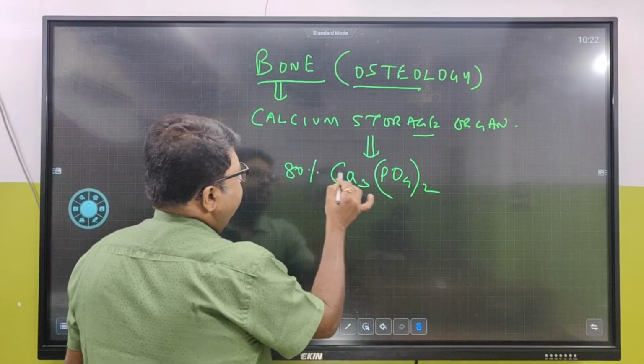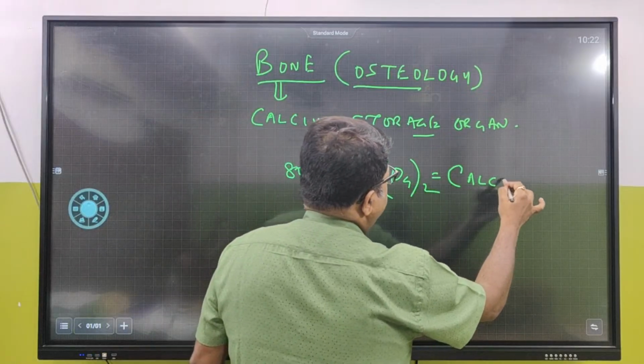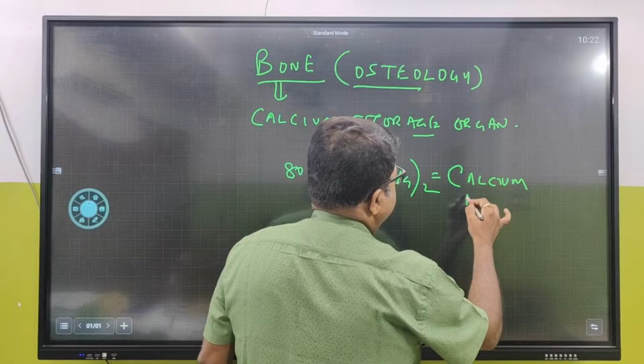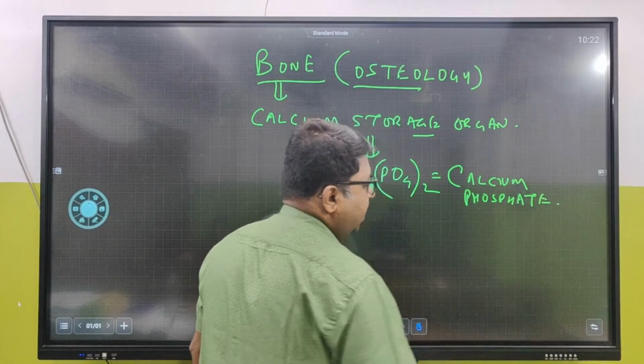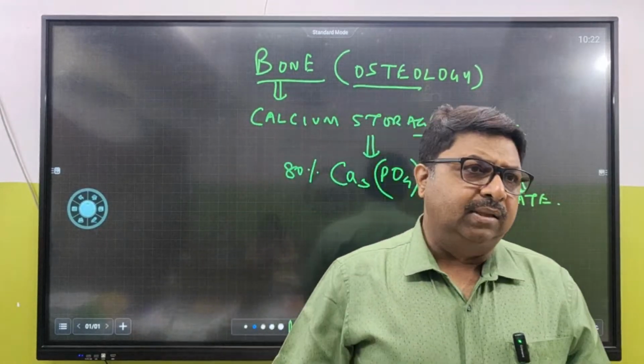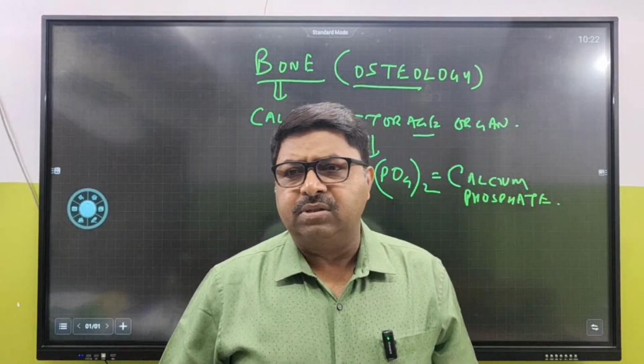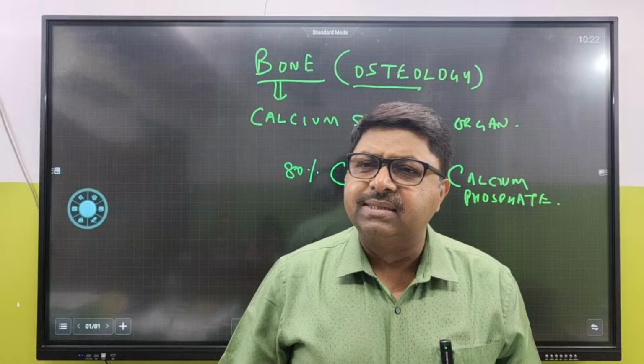80% of the bone is made up of calcium phosphate. Rest are other salts. Like calcium carbonate, some of the content is calcium carbonate even.